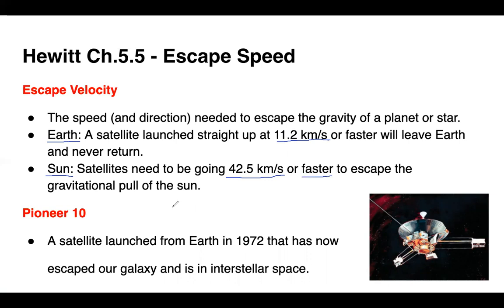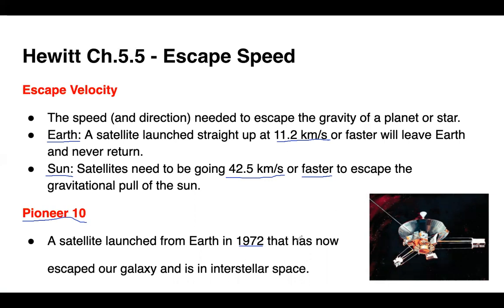And we've actually done this. NASA has launched a satellite that has now left our solar system. It's called the Pioneer 10. It was launched in 1972, which is crazy to think. And they sort of did a couple of those little slingshot things that we were talking about. They circled it around Mars.